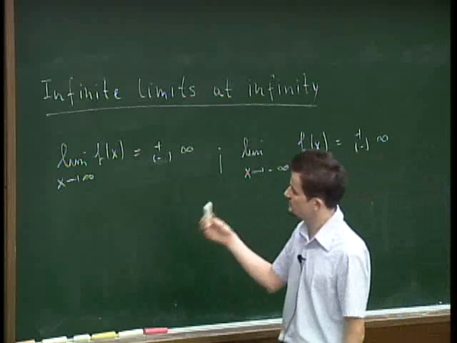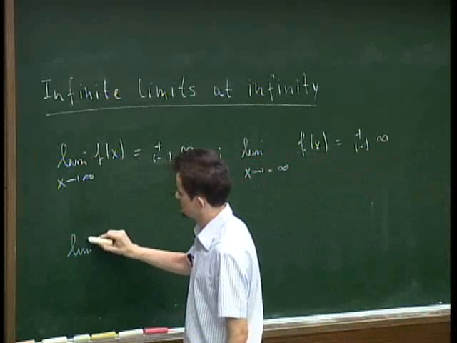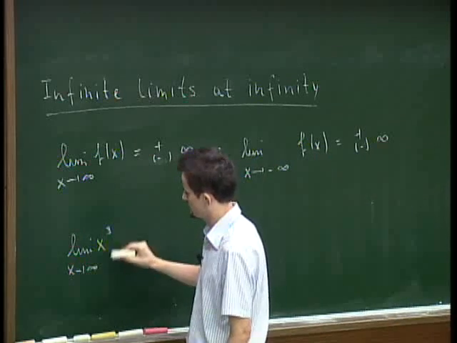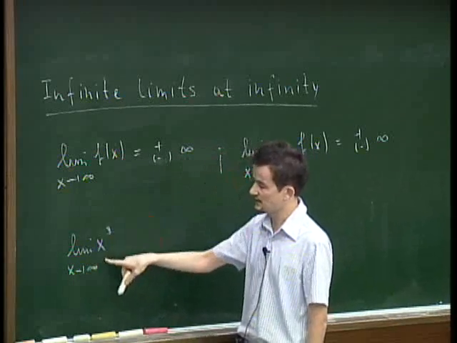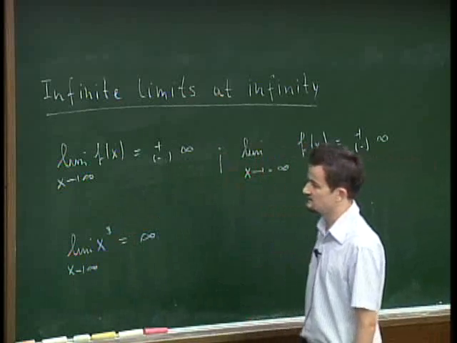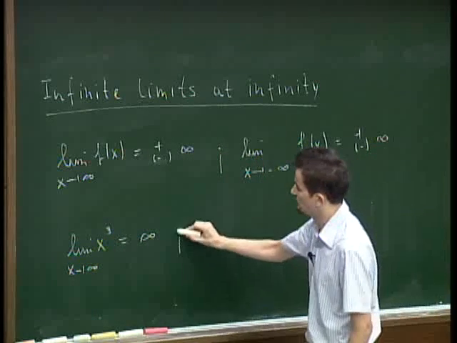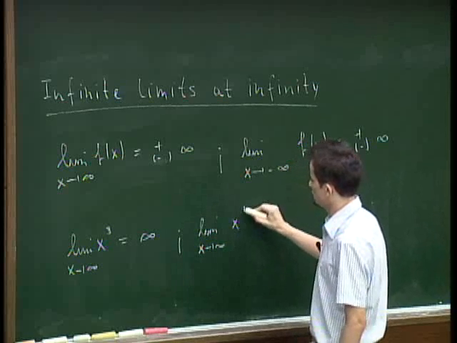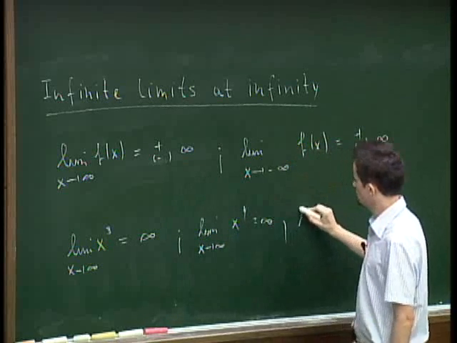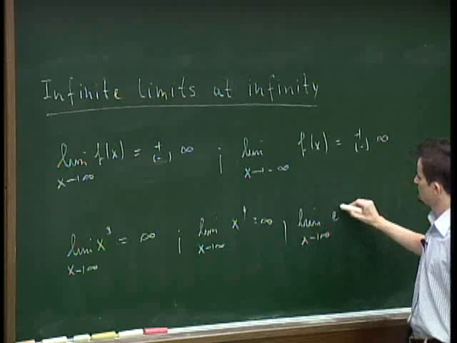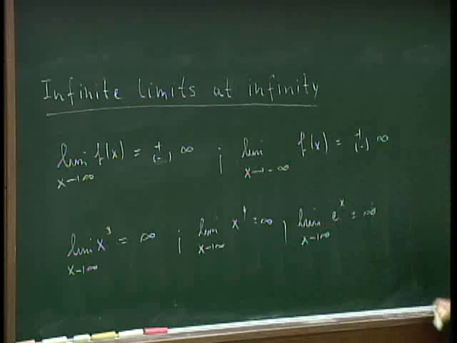And of course, if you look at some functions like x to the cube as x tends to infinity, then as x is getting larger and larger, x to the cube is getting larger and larger, and what you get is infinity. Similarly for other power functions: the limit as x tends to infinity of x to the 4 is also equal to infinity. Also the limit as x tends to infinity of e to the x is infinity.